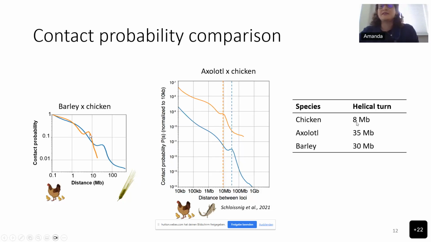So chicken will have in this model a helical turn of 8 megabases, axolotl 35 megabases, and barley 30, but all indicating a helical organization.